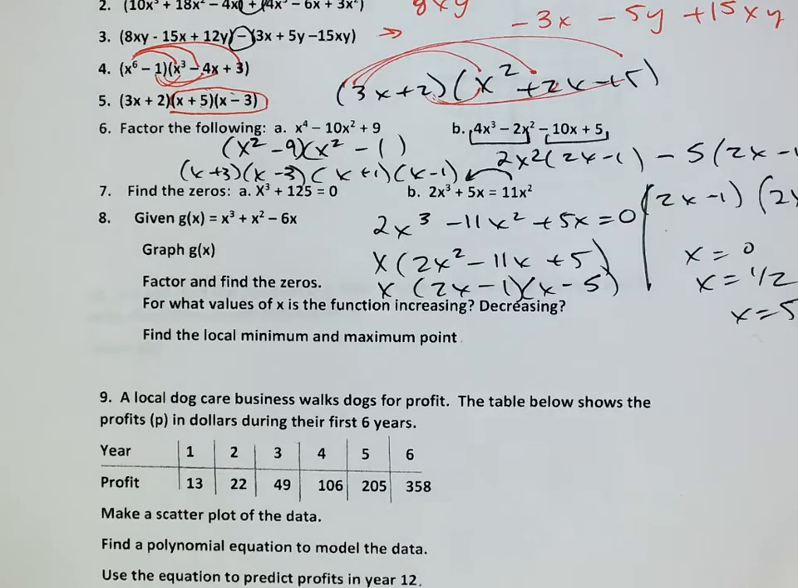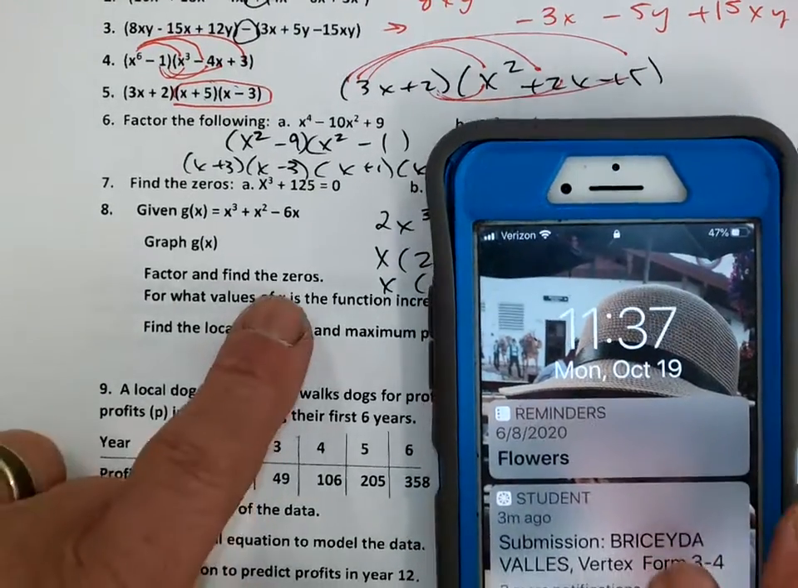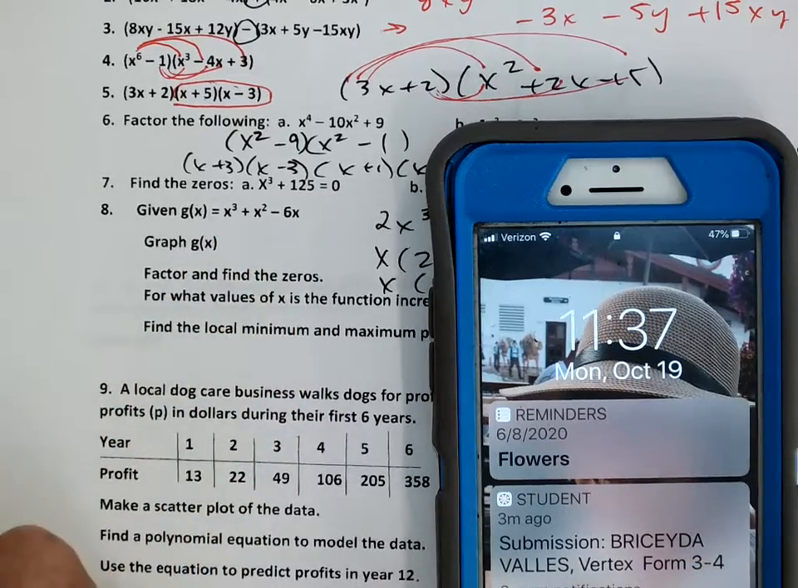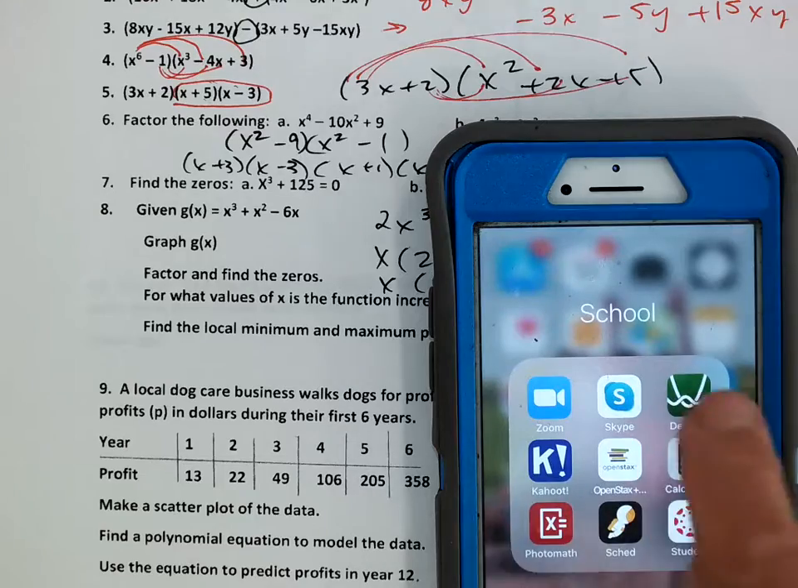8, this is graph, so let's just use Desmos, even though we can do an awful lot of this without it. I already see the zeros because I can factor, but let's just use Desmos because you will. So if you go to Desmos, let's graph this thing.